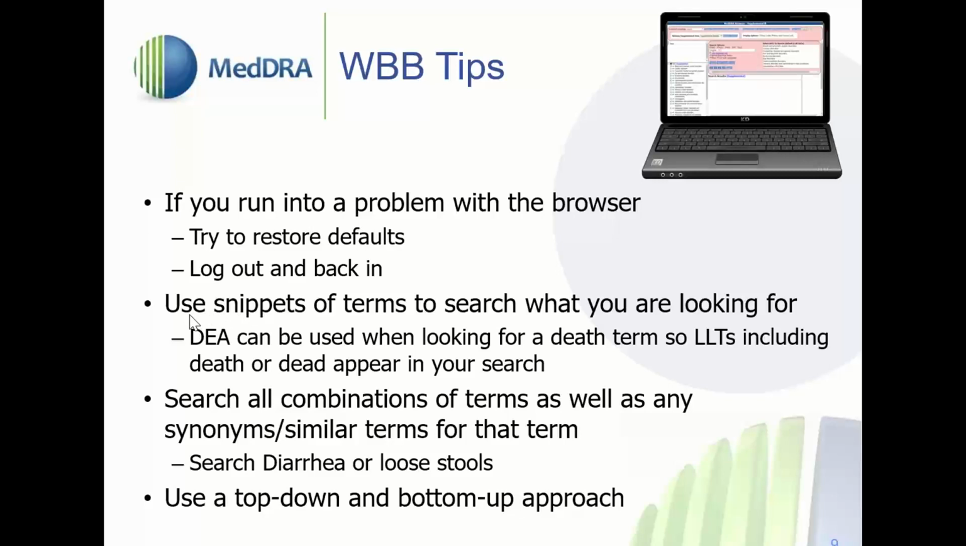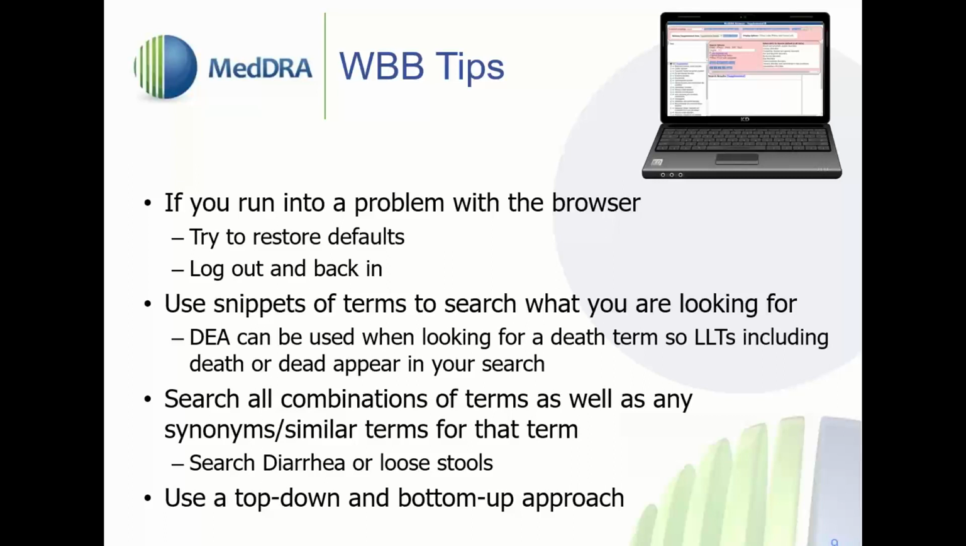Also, as I mentioned several times today, one of my key tips is to use a snippet of a term to search for what you are looking for. You don't always have to type in the full reported term, just use a snippet. Say you're looking for a death term. You may want to just type in DEA instead of the full word death, because then your search would also include anything that had the word dead in it, not just death. That's something you can keep in mind as you go on your journey using the browser. It is tremendously helpful to use truncated terms or words when searching.